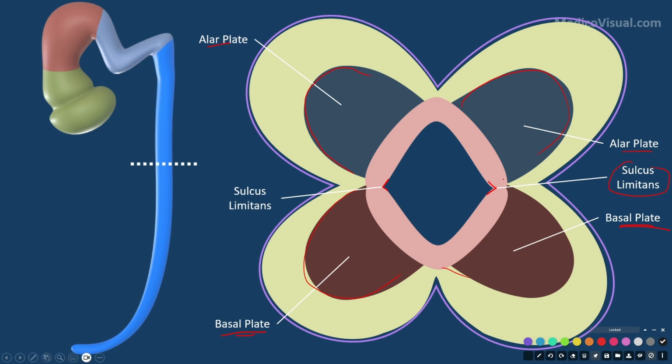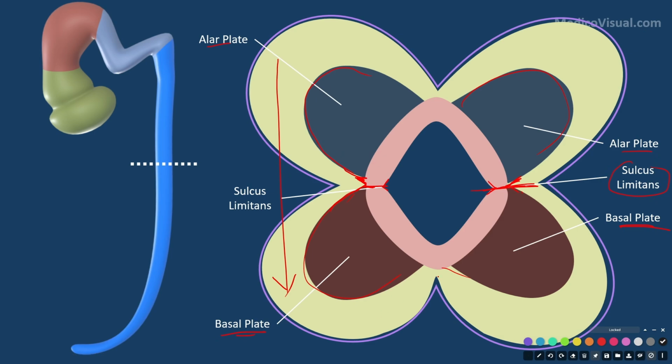Basically sulcus limitans demarcates the alar plate from basal plate. At this site here the alar plate ends, and if we go ventrally the basal plate starts. Here as well the alar plate ends at the site of sulcus limitans. This is the demarcation, and then the basal plate starts if we go ventrally. So that's how the things are organized.